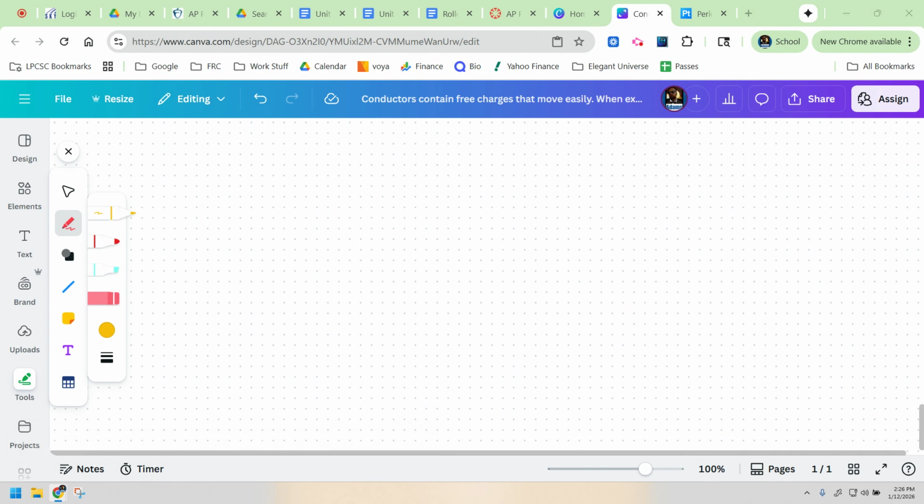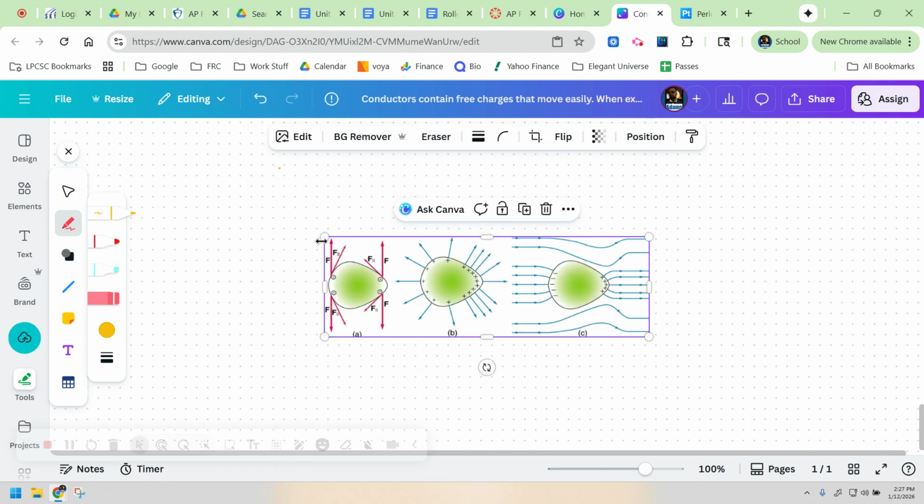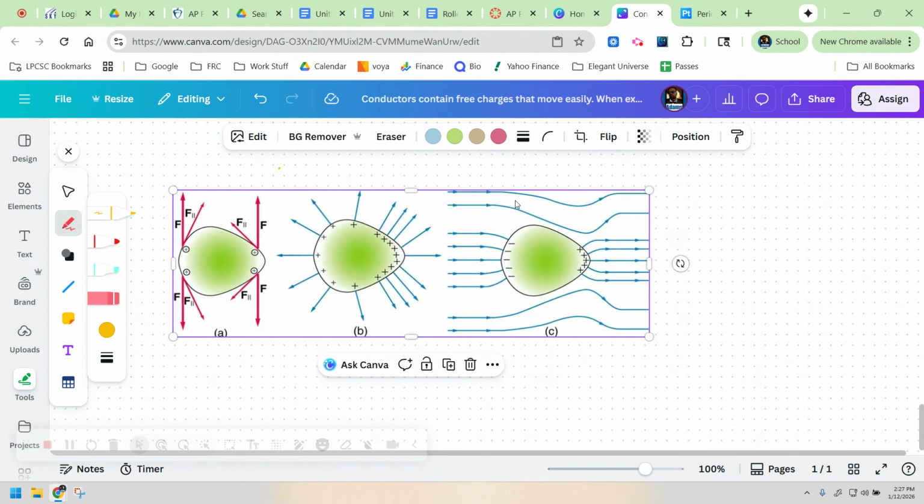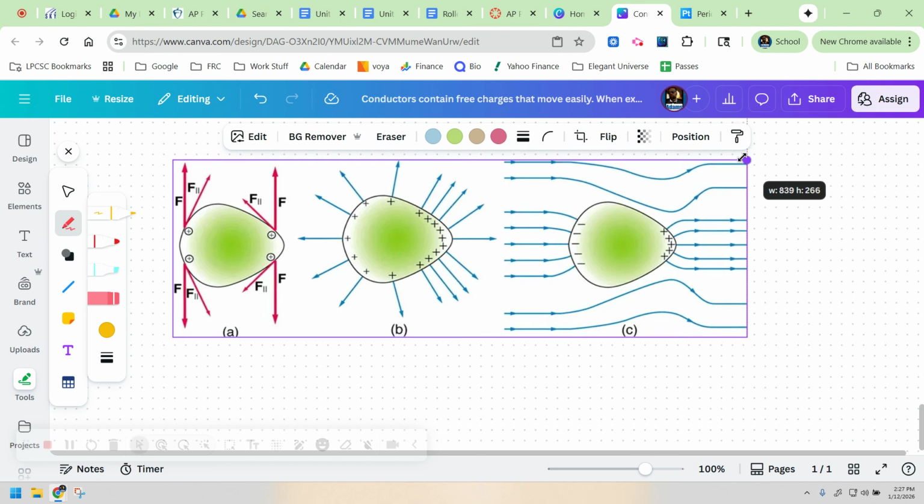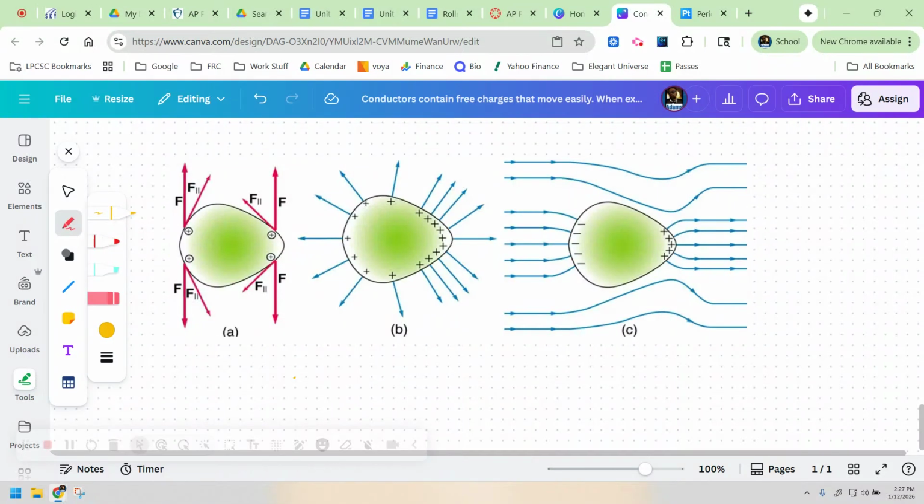So I'm going to throw an image up here of an irregular shaped object and how the electric fields and the electric force would react in a variety of ways. I've got three images here. A is really like the forces between the identical pairs of charges at either end of the conductor are identical. If you look at the magnitude of these forces, the length of this arrow is the same length as this arrow. And also parallel, which is interesting, to the surface.